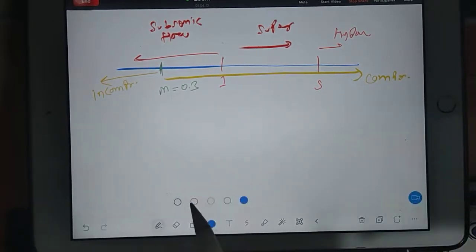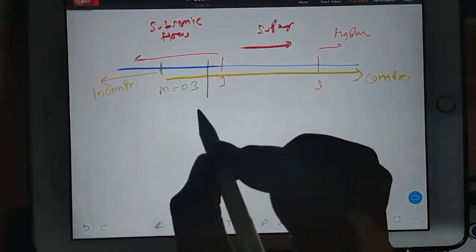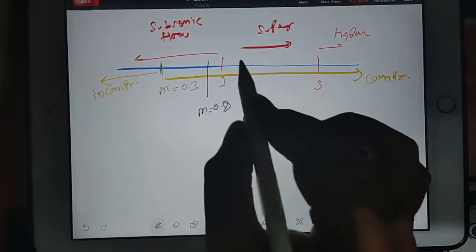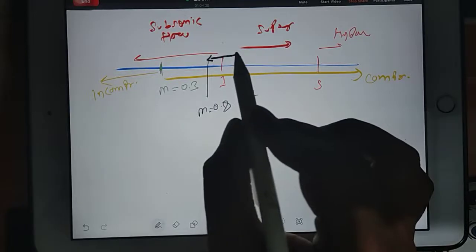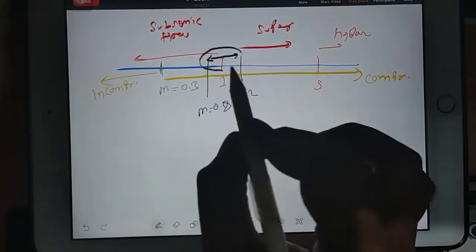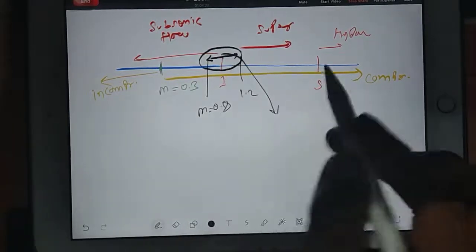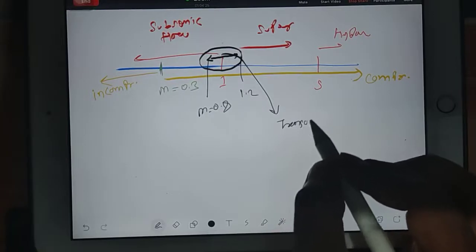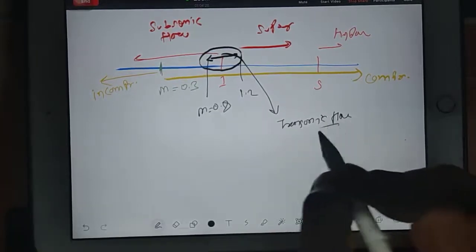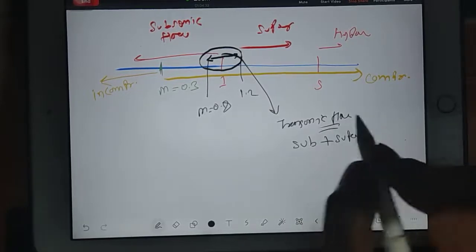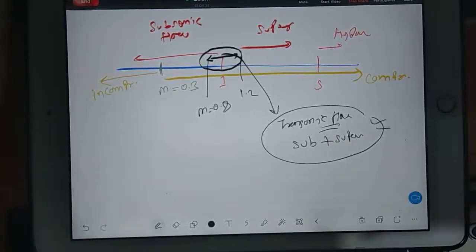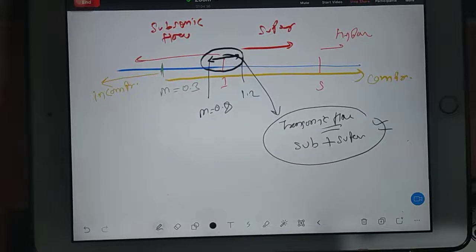Now in this you have a special zone. There is Mach number 0.8 and there is Mach number 1.2. So from 0.8 to 1.2, this zone is known as transonic flow. Transonic flow means what? In this you will have subsonic also and supersonic also. That's why we say transonic flow.